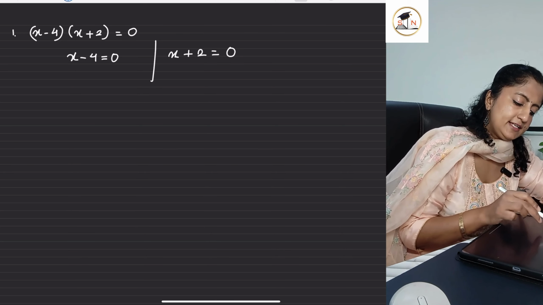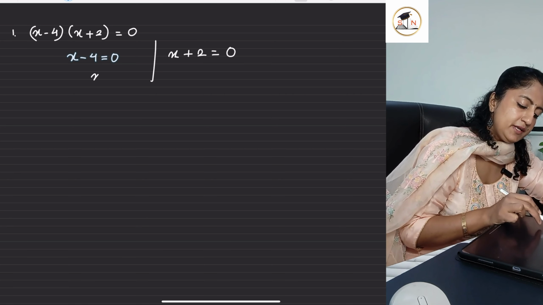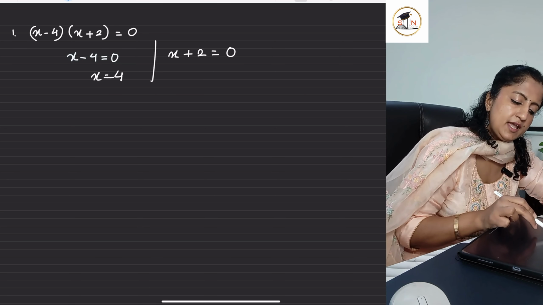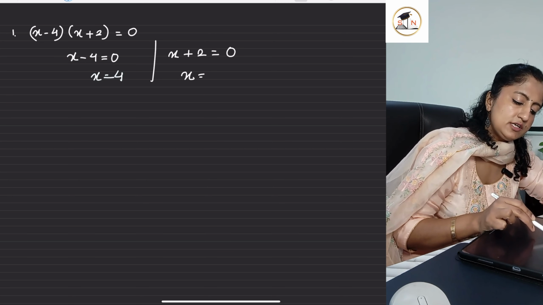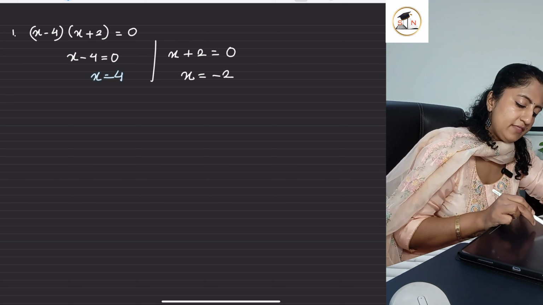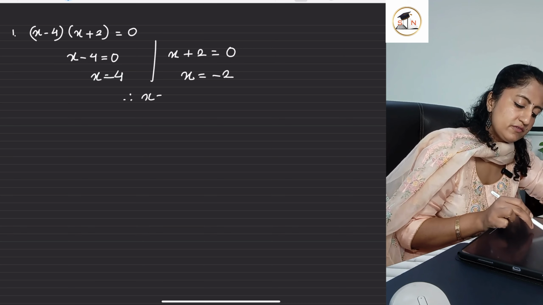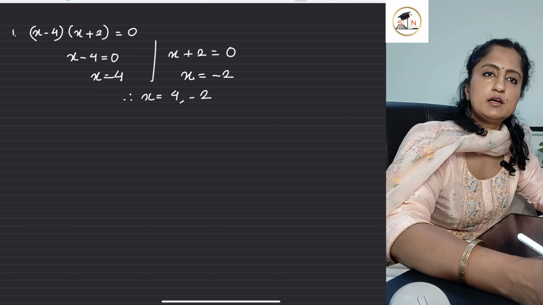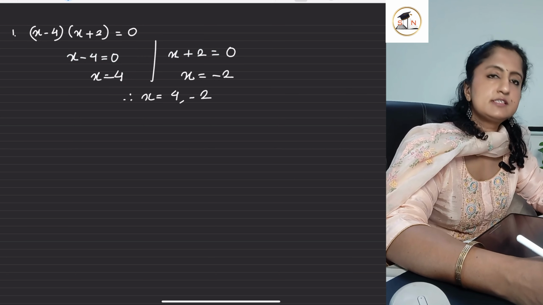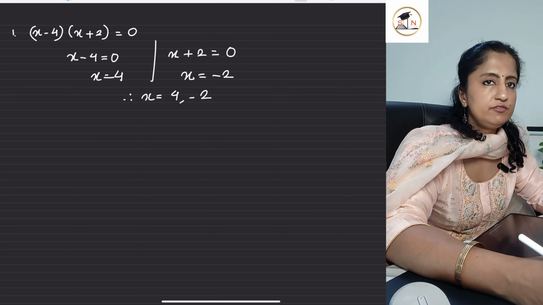So what do we get? x minus 4 equals 0. That means x equals 4. And in the next one, x plus 2 equals 0 means x equals negative 2. And therefore, x equals 4 and negative 2, right? So we have got two roots over here, the values of x, that is 4 and negative 2.